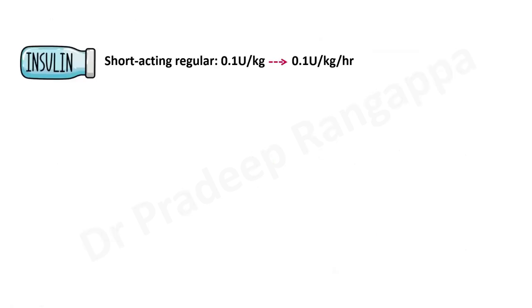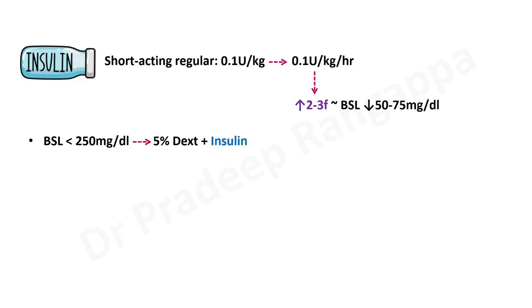Obviously, you have resuscitated well with fluids, and everything happens concurrently. You start the fluid resuscitation, then you're expected to give insulin. Insulin is always short-acting regular insulin at 0.1 units per kg, given as a bolus. So if it's 60 kg, you would give 6 to 10 units and then keep increasing by every 2 to 3 fold until you see blood sugar levels falling by 50 to 75 milligrams per deciliter. Until we see the sugars coming down, you have to keep cranking up the insulin dose.